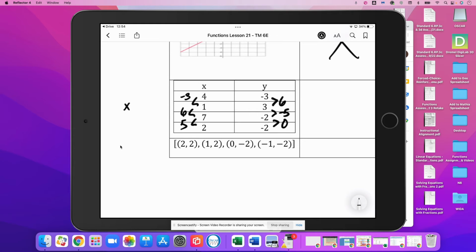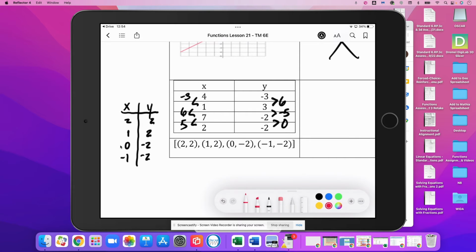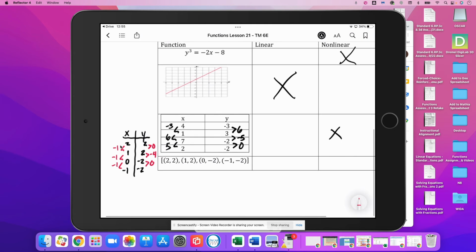And then our set, we'll punch a quick table here, 2, 1, 0, negative 1. 2, 2, negative 2, negative 2. So on the right side, we can see that we have an increase of 0, a decrease of 4, and an increase of 0. And on our left side, we have a decrease of 1, a decrease of 1, and a decrease of 1. So the left side is consistent, but the right side is not. So the whole thing is going to be nonlinear because we do not have a consistent slope.